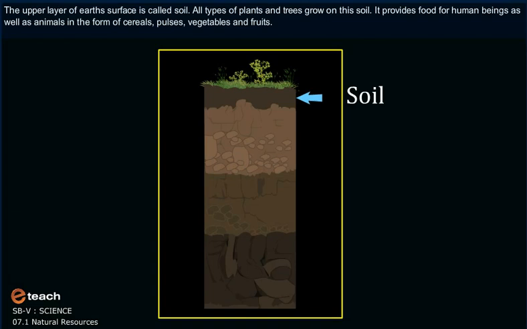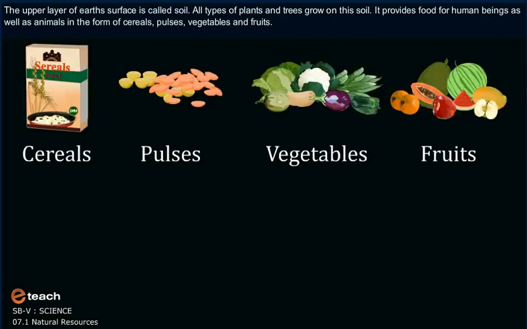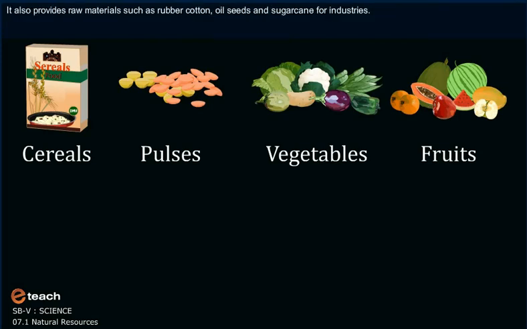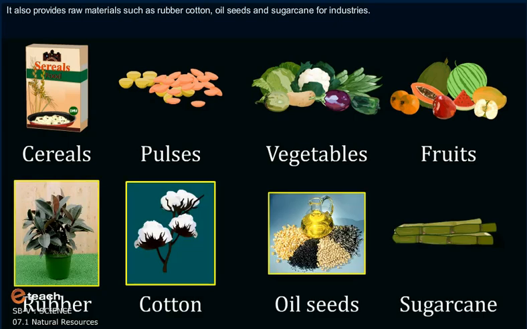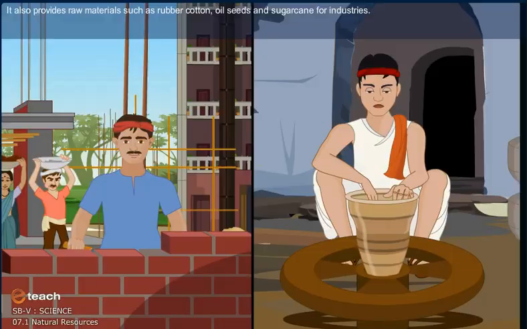The upper layer of Earth's surface is called soil. All types of plants and trees grow on the soil. It provides food for human beings as well as animals in the form of cereals, pulses, vegetables and fruits. It also provides raw materials such as rubber, cotton, oilseeds and sugarcane for industries.